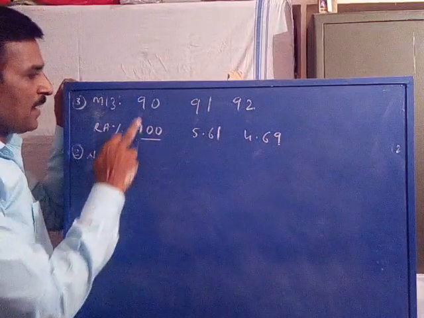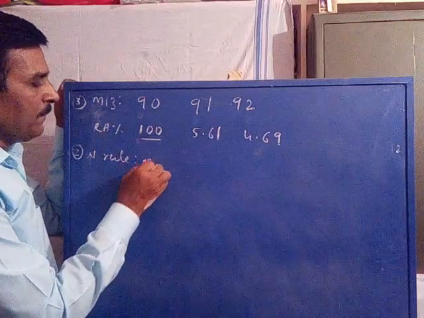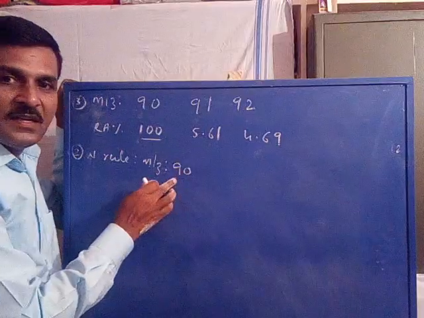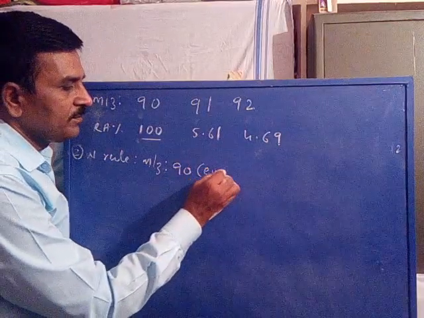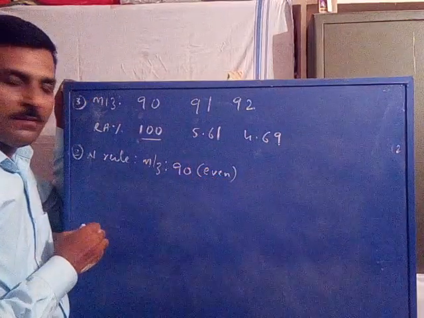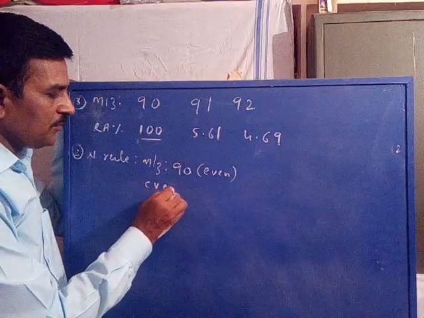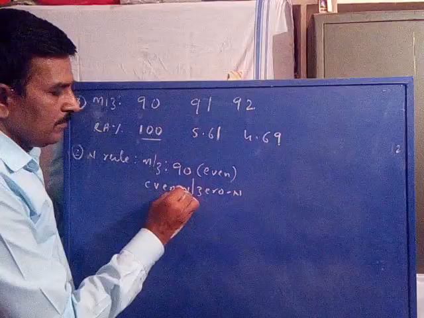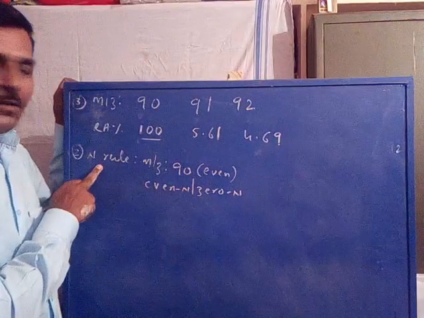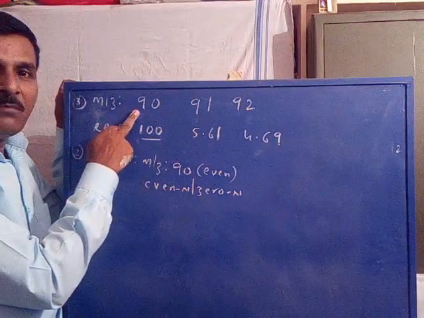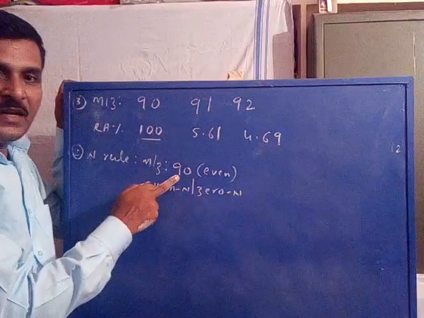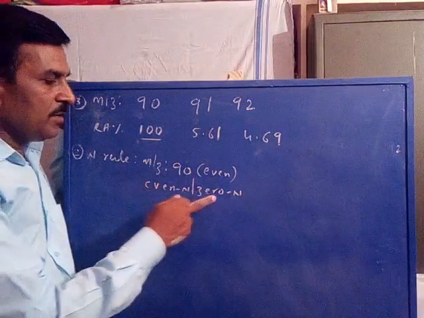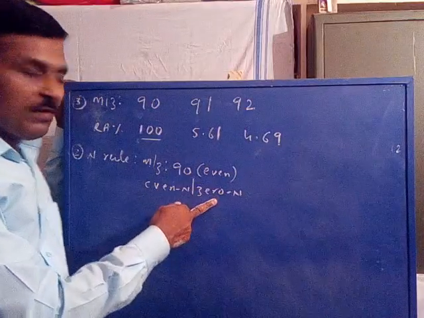Nitrogen rule. According to the nitrogen rule, the m/z value of the molecular ion is 90. It is an even number. Therefore, an even number of nitrogens may be present, or zero nitrogens.